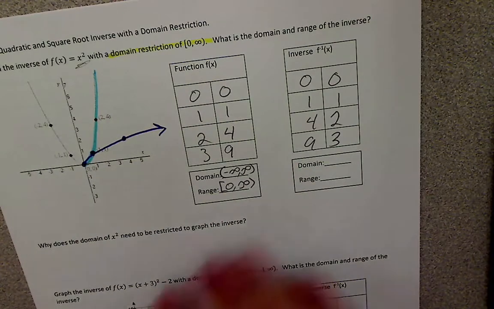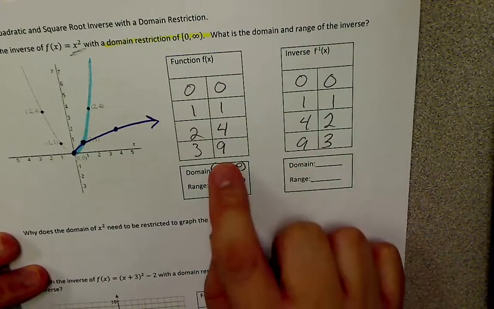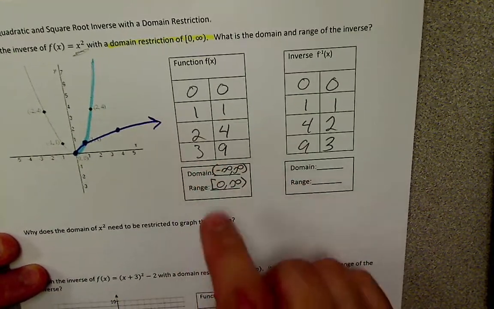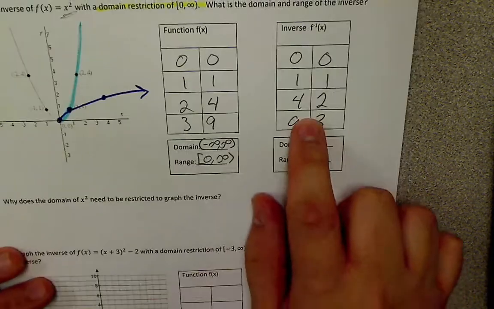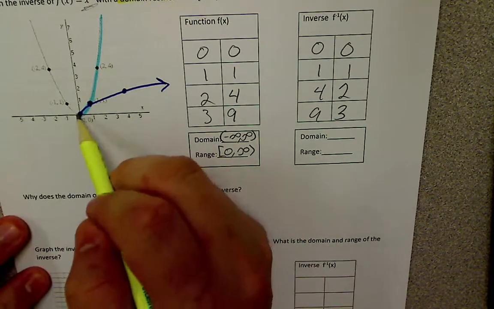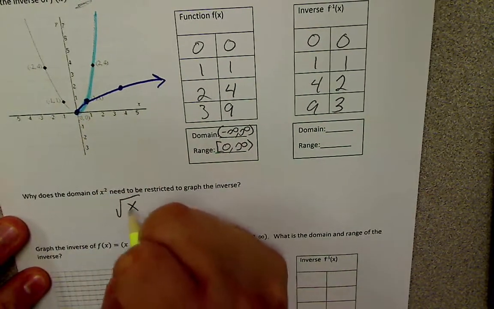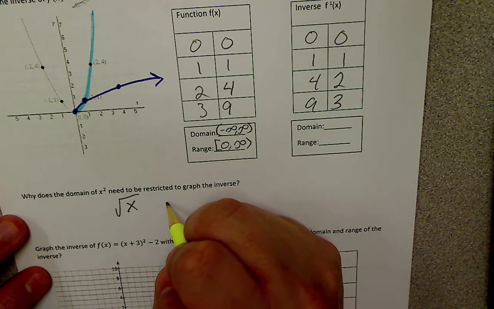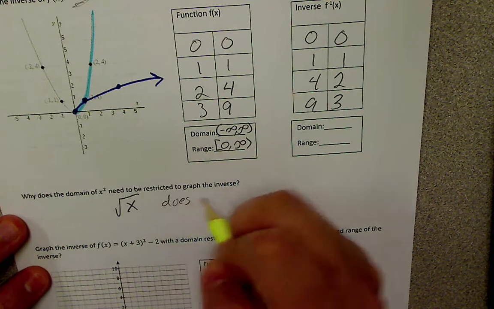Now, the reason why we restrict the domain on this has to do with the fact that we are square rooting. So in order to get the correct graph here, the square root of x does not square root negatives.